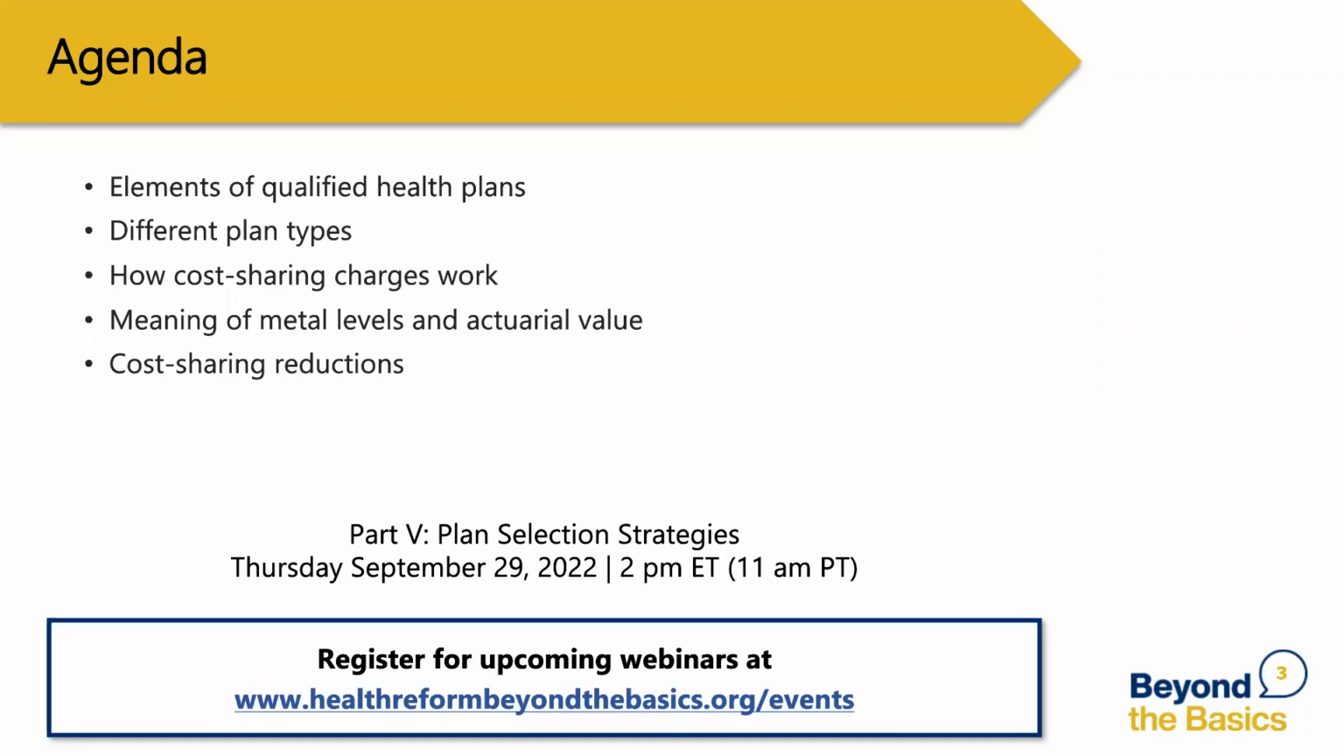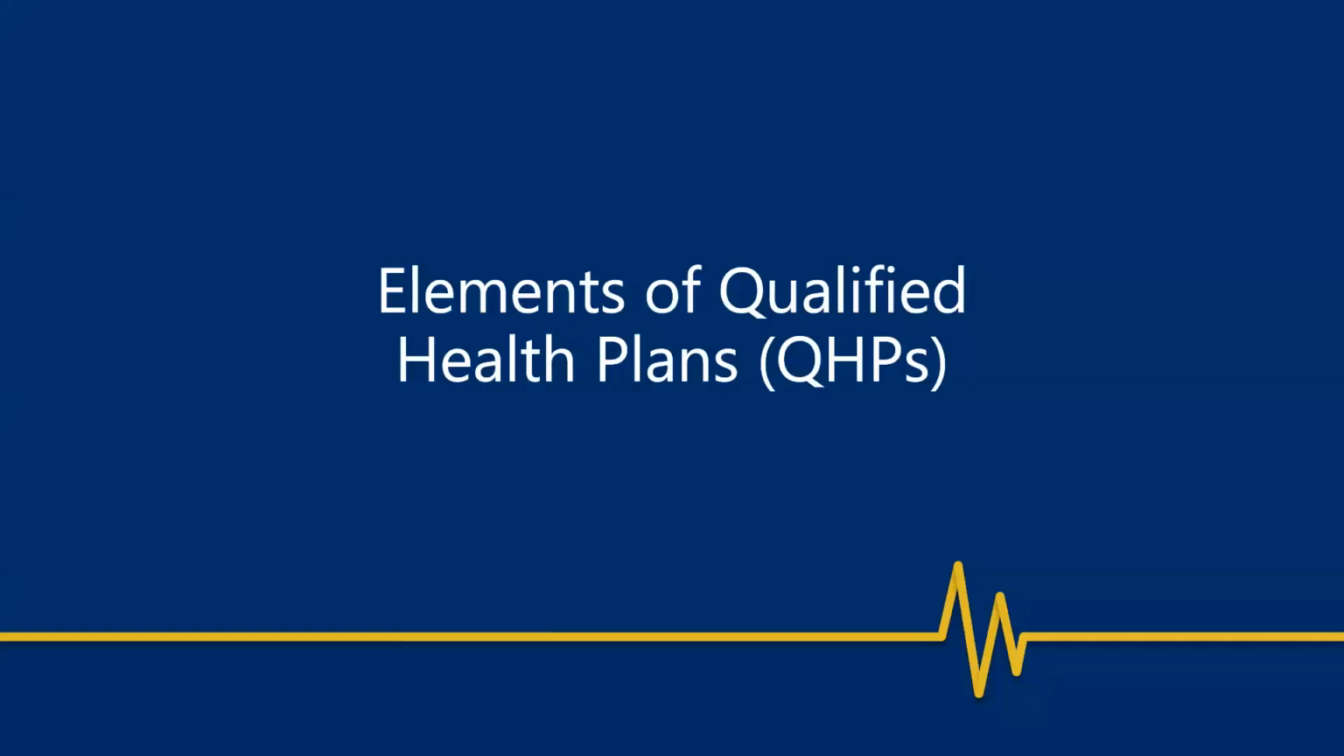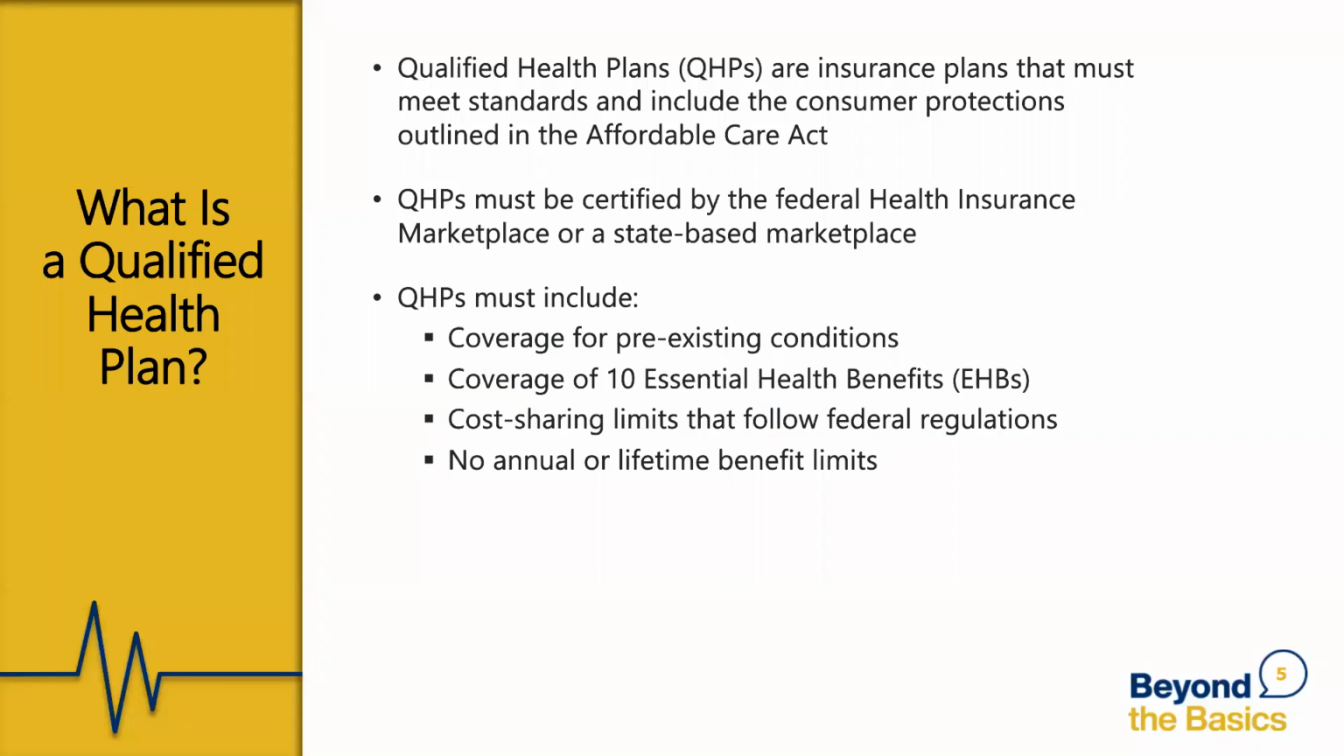I'm really excited to dig into the details around plan design and hopefully make your OE10 a little bit easier and smoother. So we're going to start by talking about the basic elements or building blocks of qualified health plans, which are the plans in the marketplace. So they have to meet all of the standards and include all the consumer protections that are in the Affordable Care Act. QHPs must also be certified by the Federal Health Insurance Marketplace or by a state-based marketplace. These plans must include coverage for pre-existing conditions, coverage of the 10 essential health benefits, cost-sharing limits that follow federal rules, and no annual or lifetime benefit limits. And we're going to dig in to the details of benefits and other aspects now.